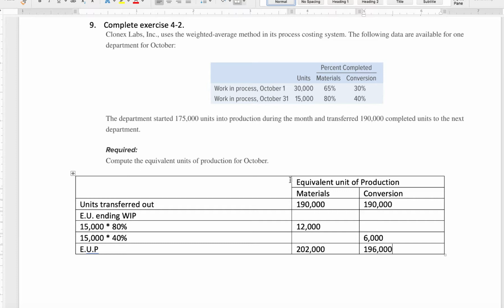Remember, we said that when we're thinking of equivalent units, we need to think of it as we have a large number of partially completed units. But if we looked at it from a different angle, how much of these would be completed, right? I know I got 15,000 that are partially completed, but with the amount of material that I've added and the amount of conversion costs that I've added, how much would technically be complete? Well, 12,000 and 6,000, okay? Third part, you add up the units transferred out plus the equivalent units in ending WIP. That gives you your equivalent unit of production, okay?